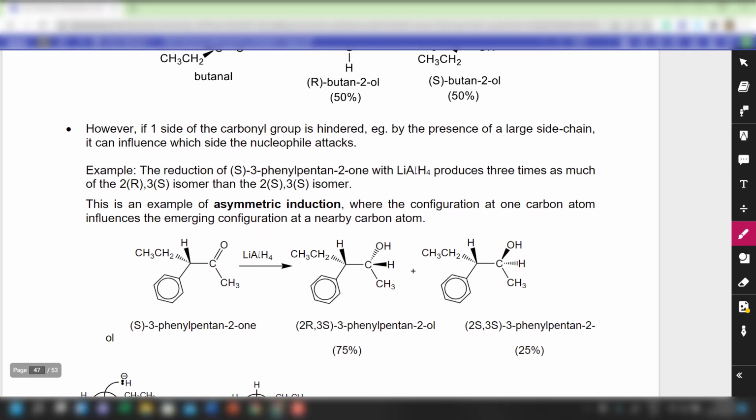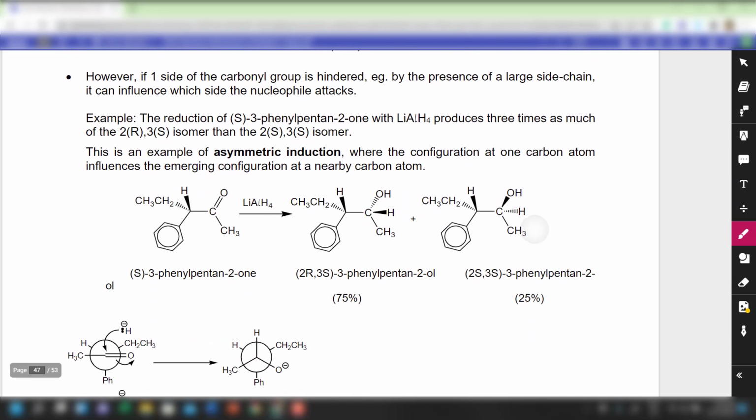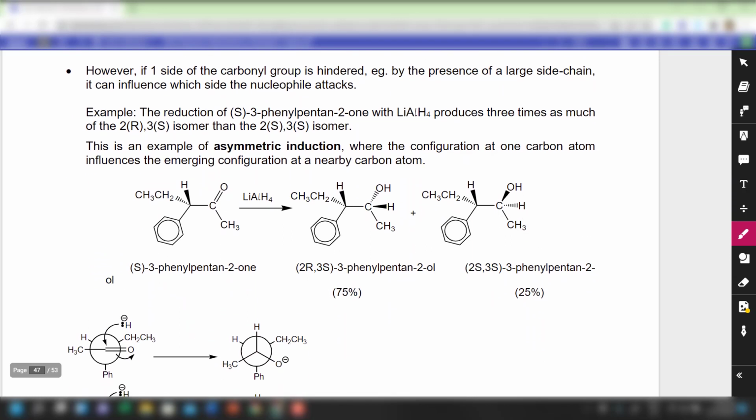However, this portion may be a little bit interesting, what we call asymmetric induction. So what exactly is the meaning of asymmetric induction? Asymmetric induction occurs when we already have a predefined chiral center. This chiral center is already predefined, so it is fixed in terms of absolute configuration. That means you cannot change from an S configuration to an R configuration. It's already fixed for you.